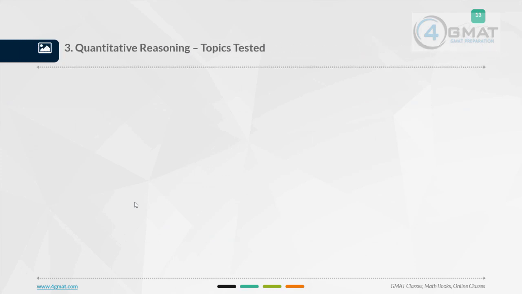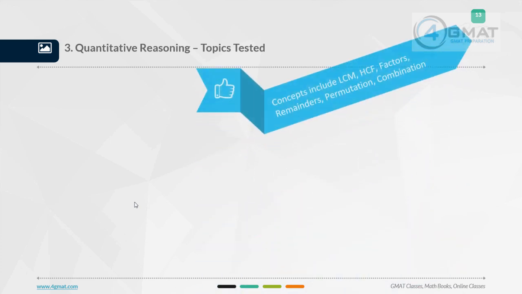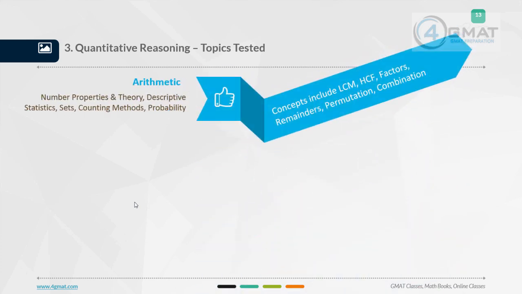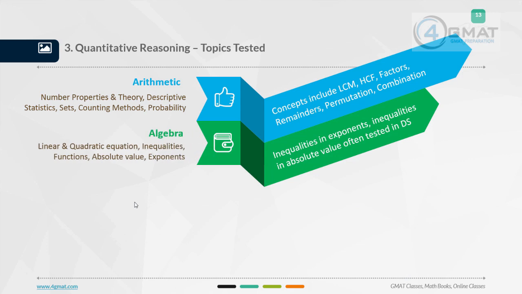What is actually tested in the quantitative section? Basically, I can classify it into 4 different areas. The first one is arithmetic: things like number properties, number theory, descriptive statistics, counting methods, permutation, combination, probability. Concepts like LCM, HCF, remainders, all these things get tested. Next is algebra. In algebra, I have equations, linear equations, quadratic equations, inequalities, functions, exponents, absolute values. These are what get tested.